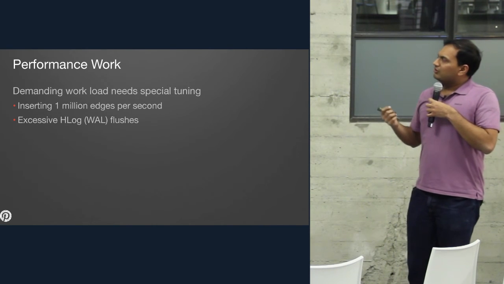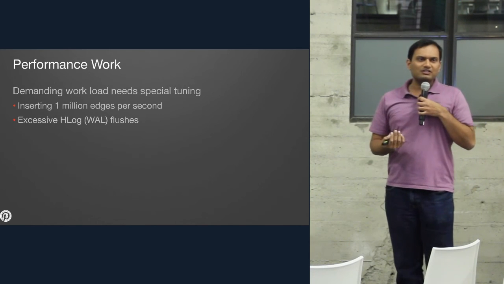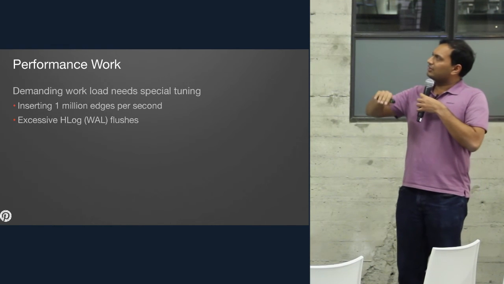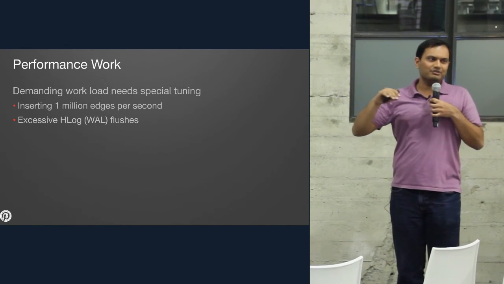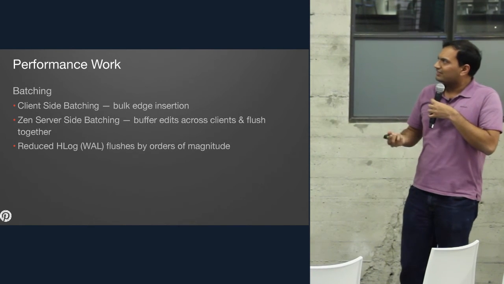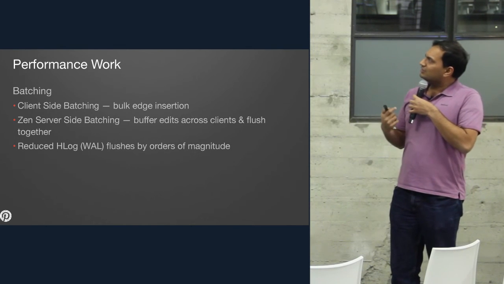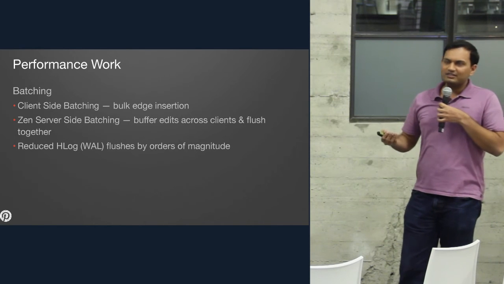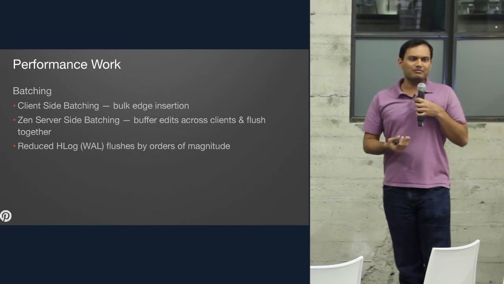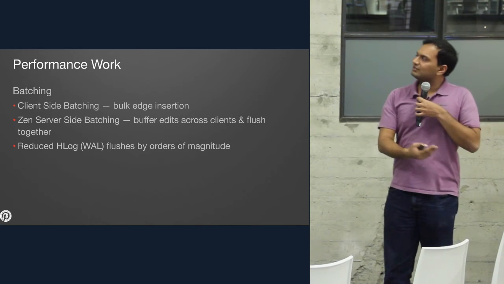What we found when we first put this workload on top of Zen is that the bottleneck was HLog flushes. Each time you do a write into HBase, it has to update a write-ahead log, which is in HDFS. So that became a bottleneck in performance. The way we solved that is pretty obvious, which is using batching. One approach to batching was on the client side, where you insert edges in bulk rather than one at a time. But you also had the ability to do batching on the Zen server itself, which is this notion of group commit. You buffer edits for a while and then commit them together and acknowledge back together.